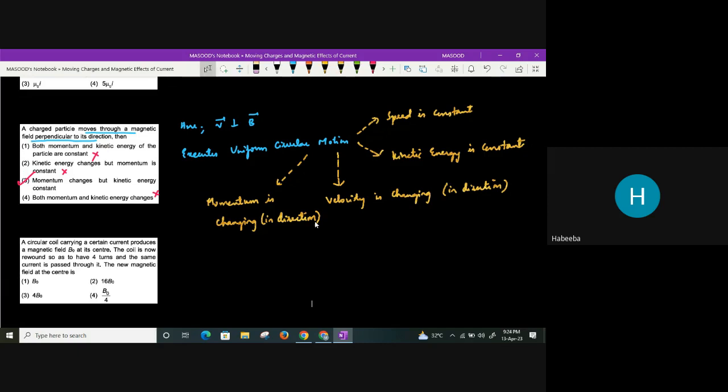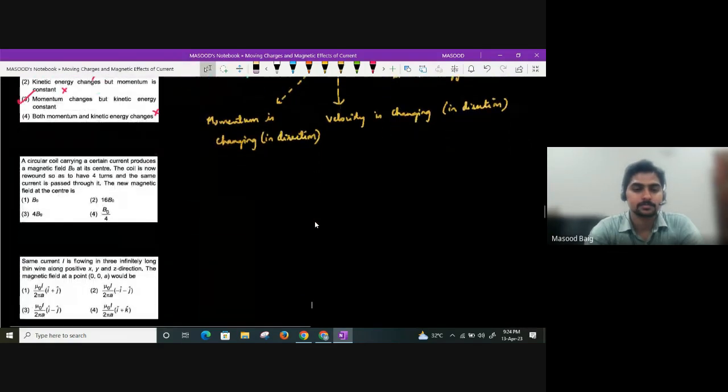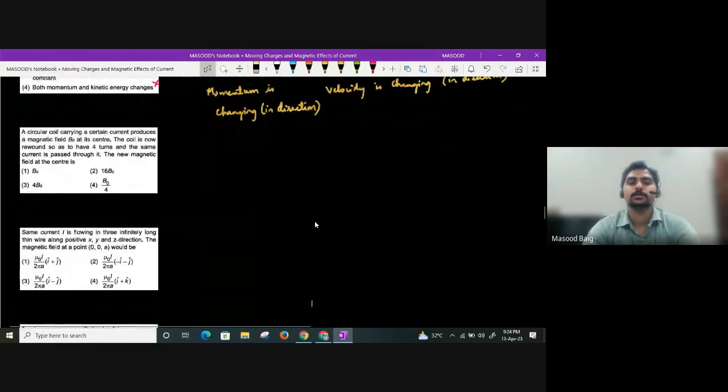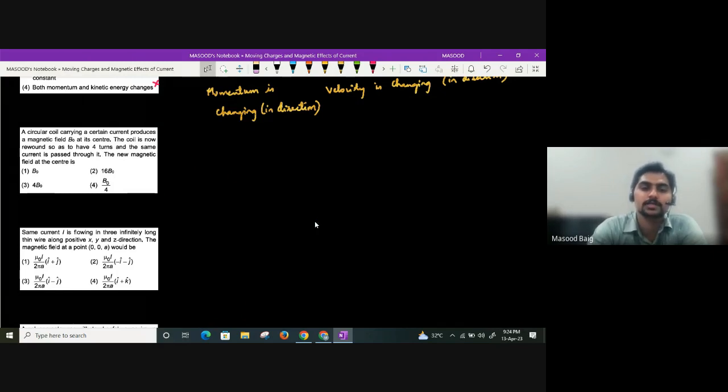Let us see the next question, guys. A circular coil carrying a certain current produces a magnetic field B naught at the center. Again, it is a very important case. The coil is now rewound so as to have 4 turns and the same current is passed through it.